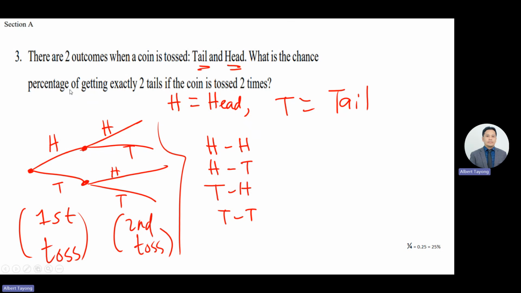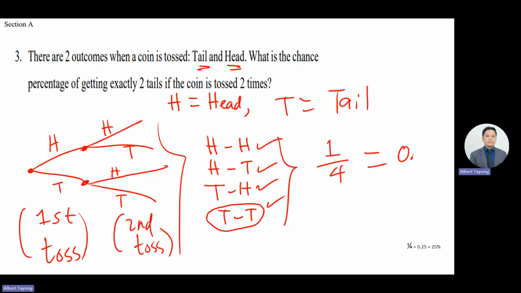The question is, what is the chance percentage of getting exactly 2 tails? So there is only one possible outcome. So that is 1 over 4, because we have 4 possible outcomes, equals 0.25 or 25%. So there is only one possible outcome to get exactly 2 tails. So 1 over 4, it's 25%.